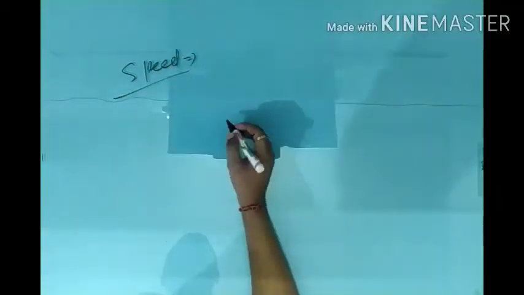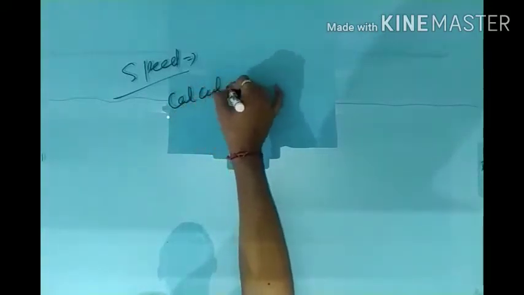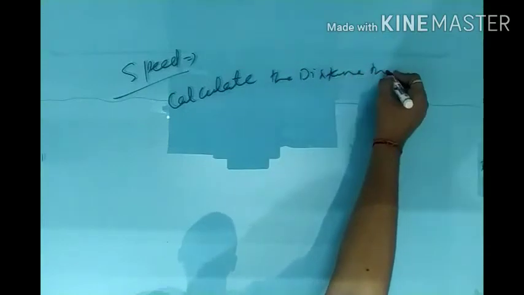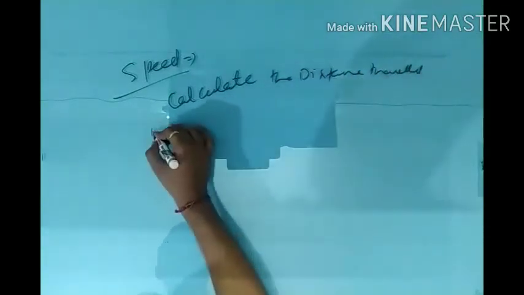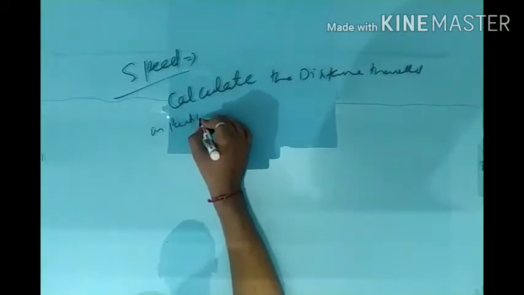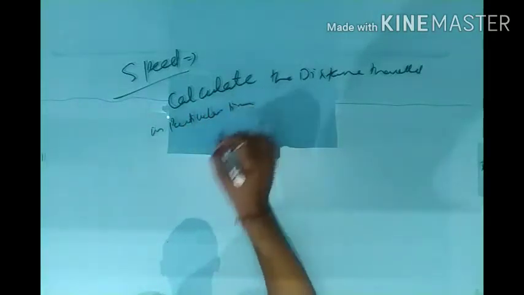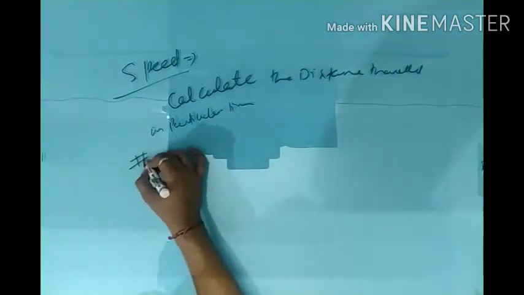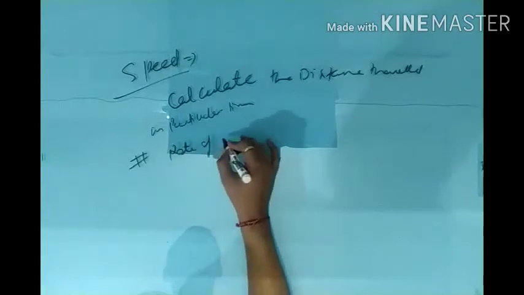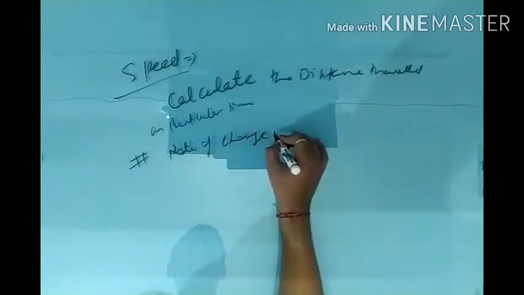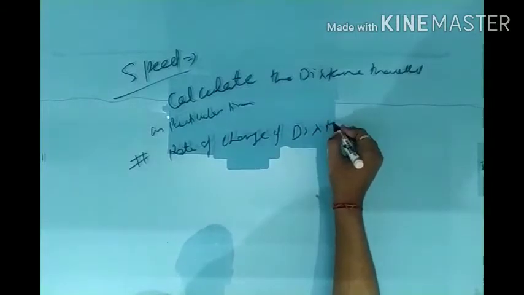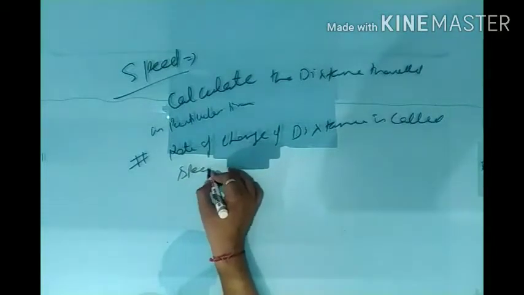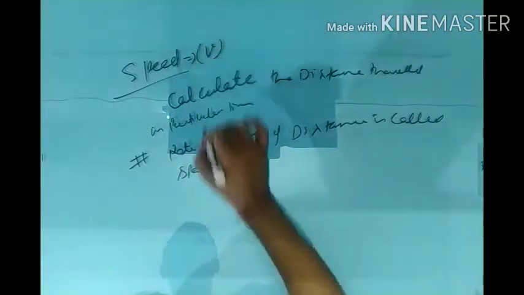Now in case of speed, we have to calculate the distance traveled in a particular time. So by defining speed, we can say that the rate of change of distance is called speed. It is represented by V.